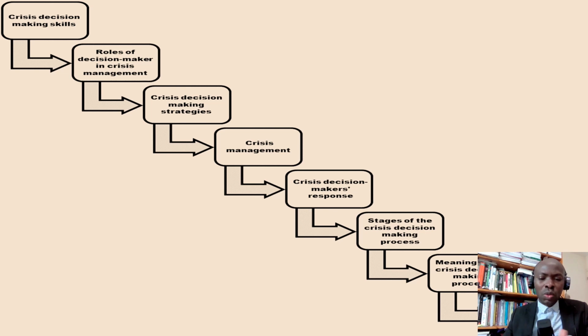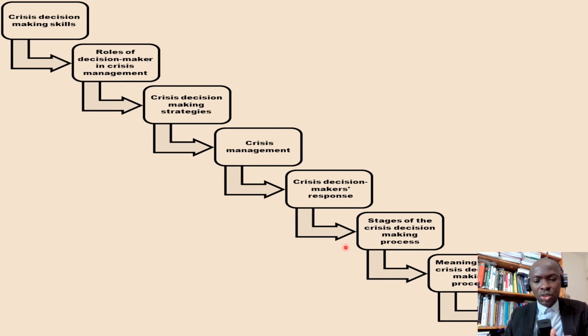So what I've tried to do here is, if you look at crisis decision making, managers need that skill set, right? You need the appropriate skill set to make your decision as a manager, and of course you need to have very clear rules in terms of what role the decision maker is going to play within the crisis management process. And for decision makers, what are your decision making strategies that you have before you start to look at the actual management of the crisis itself? And therefore, you start to look at what is the response from the decision makers.